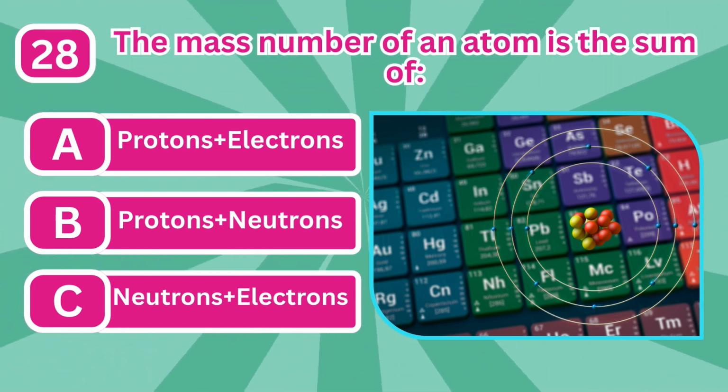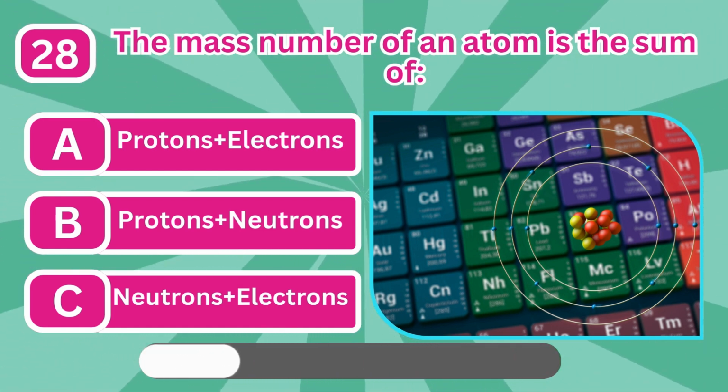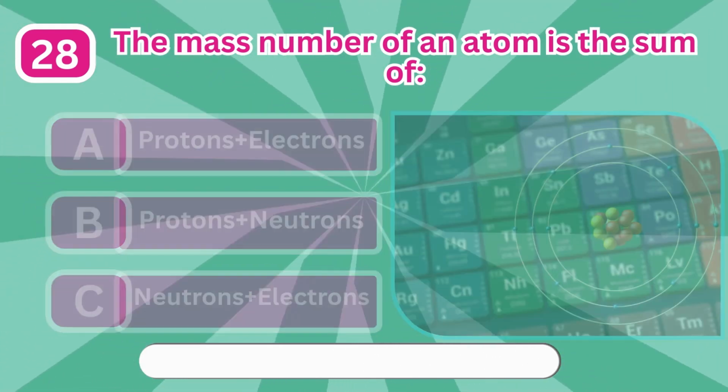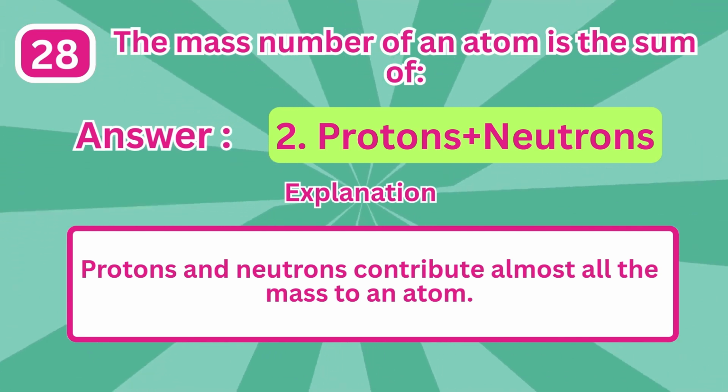The mass number of an atom is the sum of... Two. Protons plus neutrons.